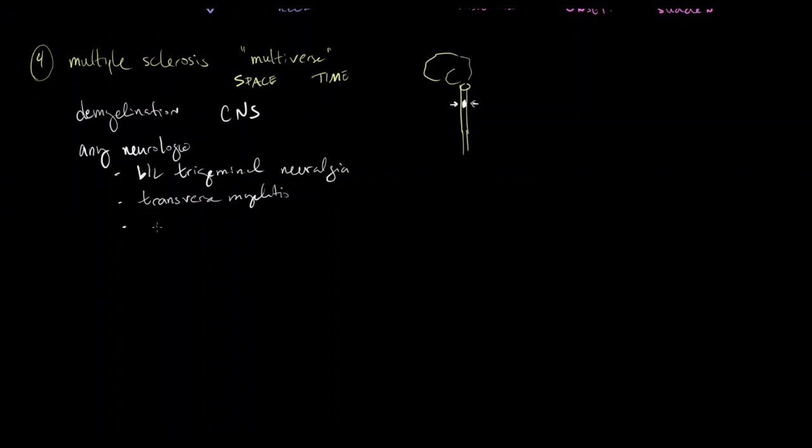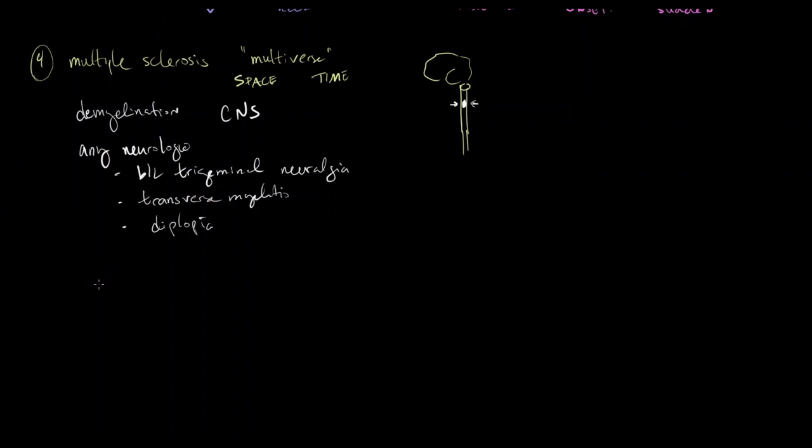Another important one is diplopia. So double vision, changes in vision. Very common in multiple sclerosis. Now, any of these things can happen. Like I said, the key is that whatever symptom you have will resolve.